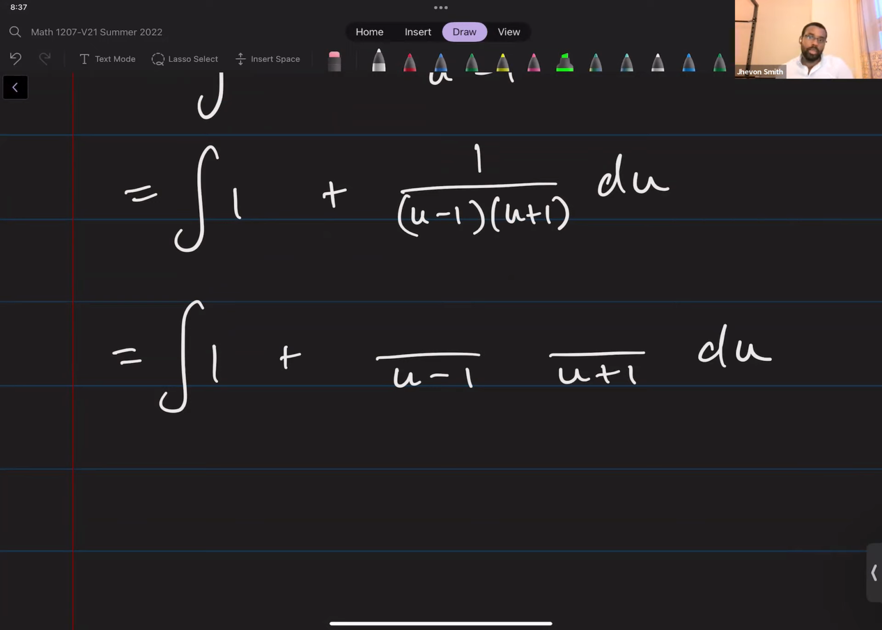I can use the cover-up method to figure out what's the numerator of u minus 1. Cover up u minus 1 in the original, this one. Plug in u equals 1, because that would make u minus 1 equals 0. I would get positive a half as the answer. Similarly, cover up the u plus 1. Plug in u equals negative 1, which would make u plus 1 equals 0. I would get negative a half as the answer.